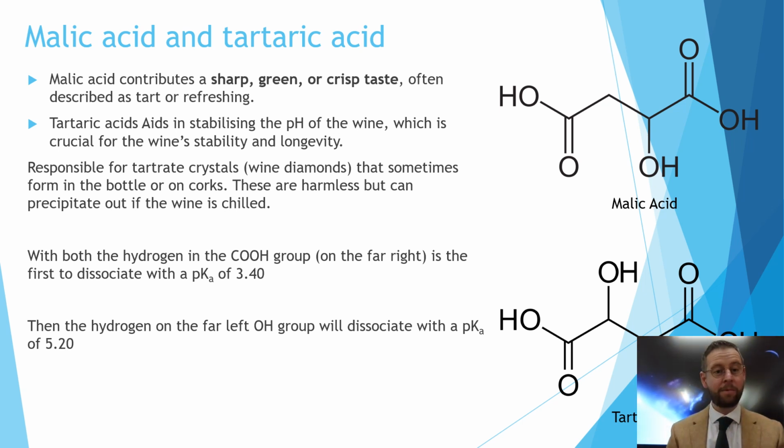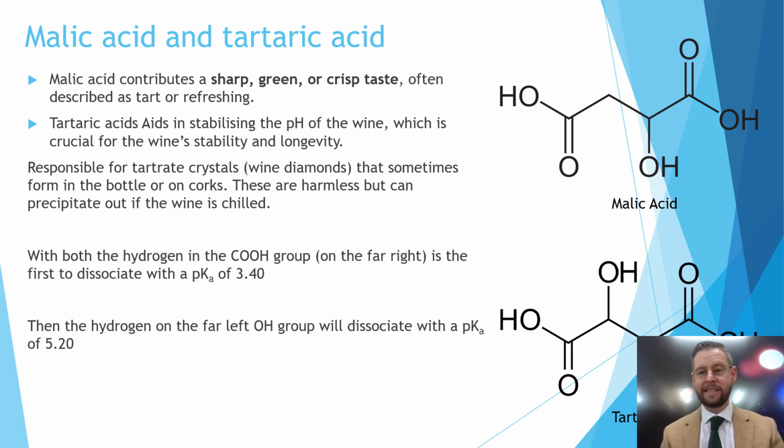2 more acids found in wine. Malic acid contributes to that sharp green and crisp taste, making it refreshing. And then there's tartaric acid, which stabilizes the pH in the wine, crucial for the wine's stability and longevity. Now look at these. Malic acid and tartaric acid are like mutant versions of alcohol, which of course just have a single OH group. These OH groups are connected all over the place. Now the hydrogen that dissociates first is the one in the COOH group, so on the far right and the far left of this molecule, and it doesn't matter which one as such, but once one has gone, the second one is much harder to dissociate.